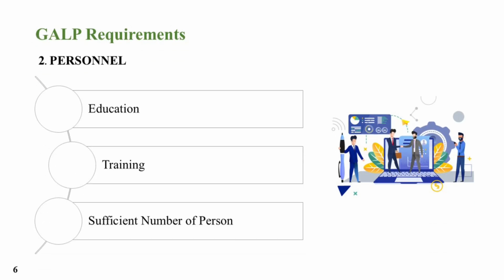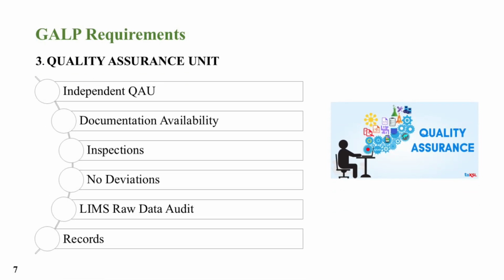All laboratory staff must be properly trained, skilled, and aware of procedures. This is important because even small mistakes by staff can affect data accuracy. The quality assurance unit is a special team in the lab. Their job is to check whether procedures are followed correctly, review data quality, and identify errors. They ensure that the lab maintains high standards.